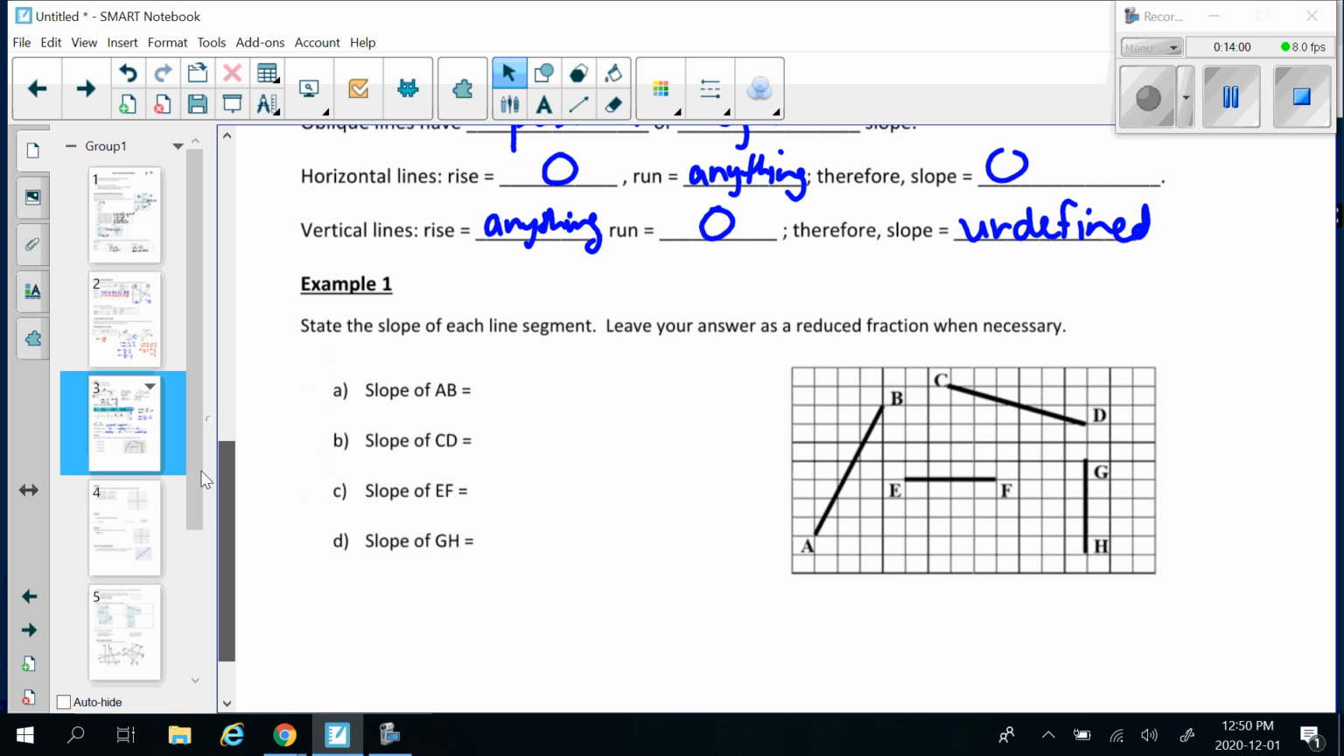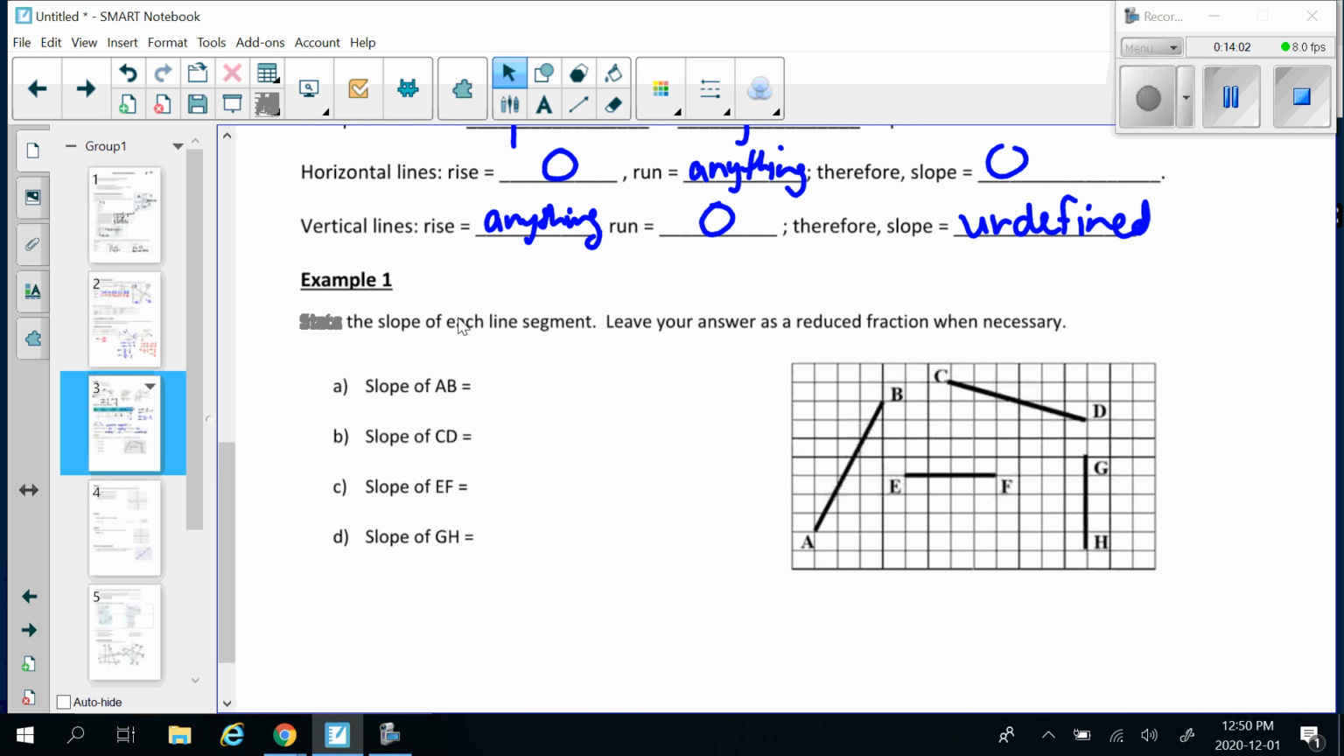Okay, so let's do a little bit of an example. We have the slope of A, B. So walking from A to B, we're going to rise by 1. Okay, we start here.